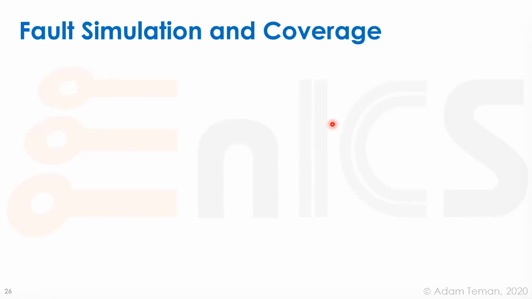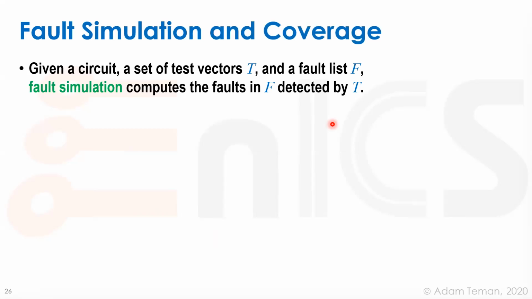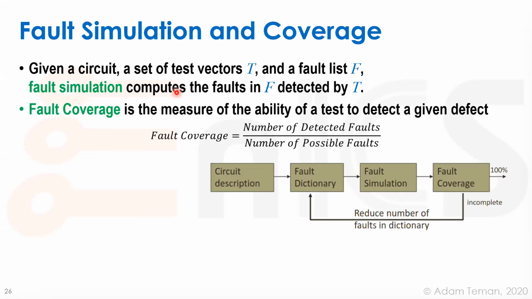Okay, and so what we have to do is fault simulation. So what we said is that given a circuit and a set of test vectors, like I put in before, 1, 0 or 1, 1 or whatever, I have all these vectors, and I know what the faults are. F is the list of faults, right? Stuck at 1 on this node, stuck at 0 on that node, etc. Fault simulation computes the faults in F that are detected by T. So I say, okay, my vectors are 0, 0, and 1, 1. Which faults do they detect? That's called fault simulation.